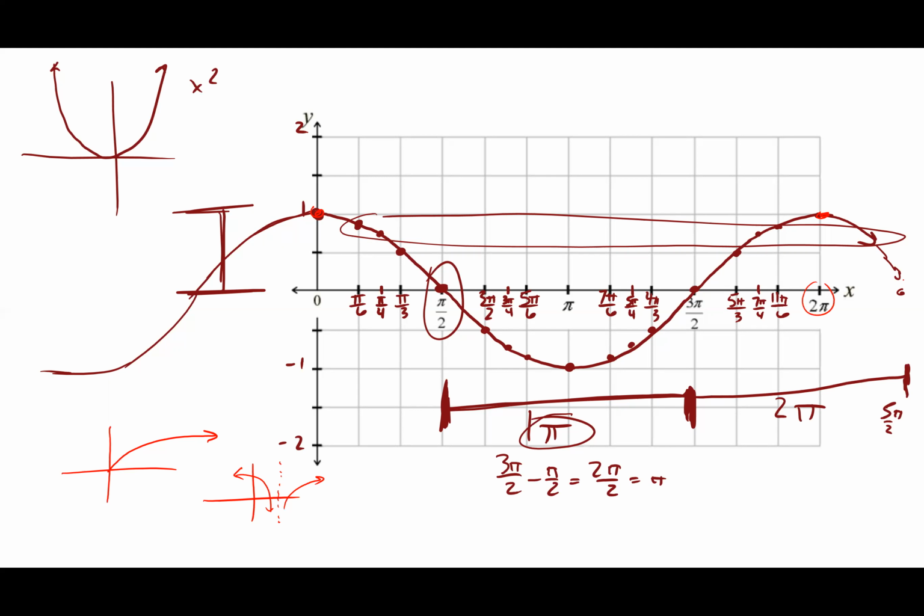Range, Amaya. -1 to 1. Perfect, yes. Same as sine. Haley, amplitude is 1. From the middle section to the top is 1 unit here. Cool.